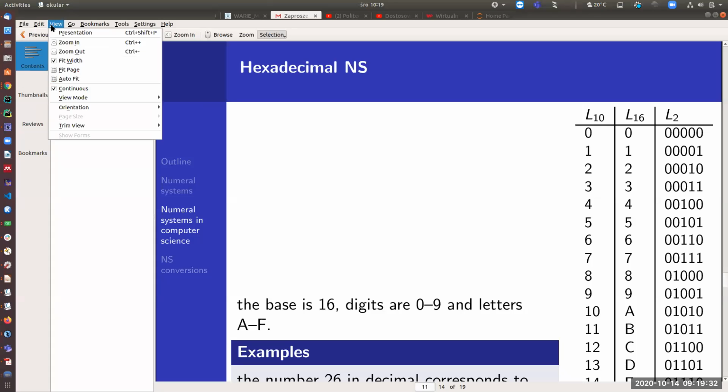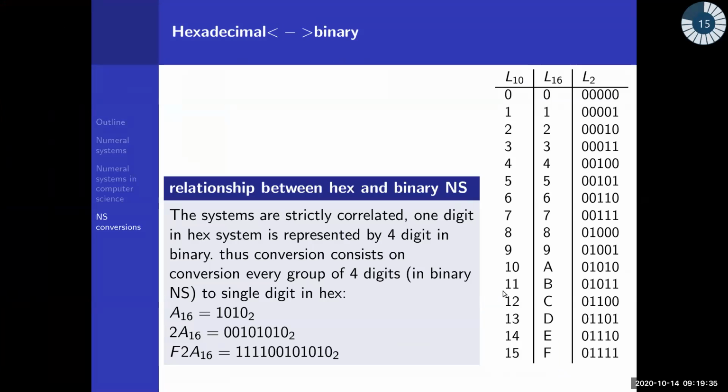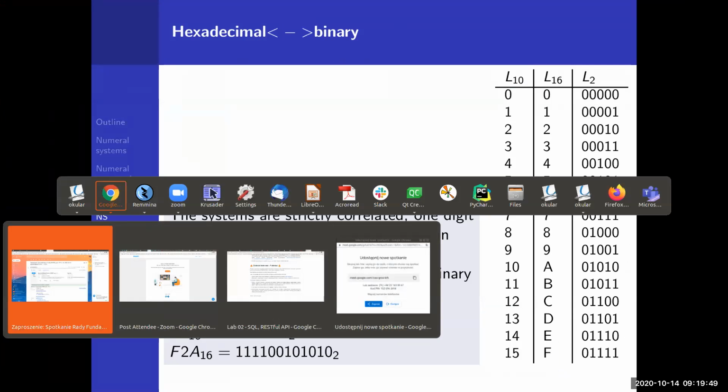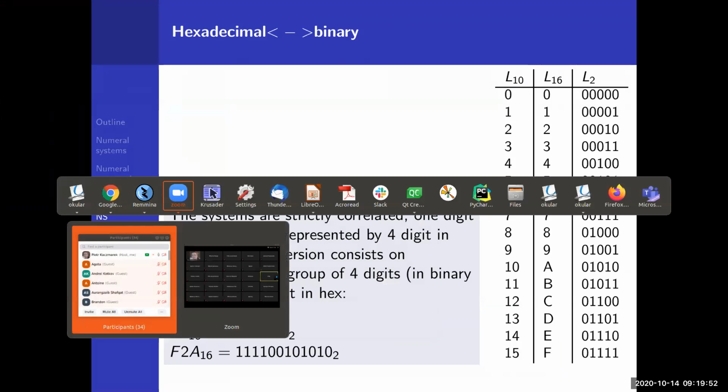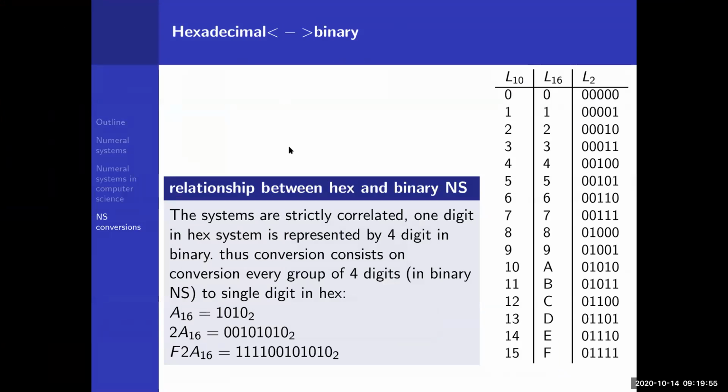Okay, so now I'd like to tell you something about hexadecimal form. So look, hexadecimal and binary systems are strictly related. Looking at this table, are you able to see any correspondence between hexadecimal and binary? In hexadecimal, the base of the system is 16.